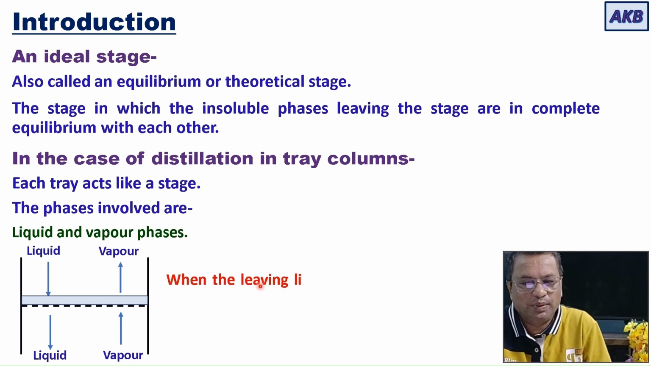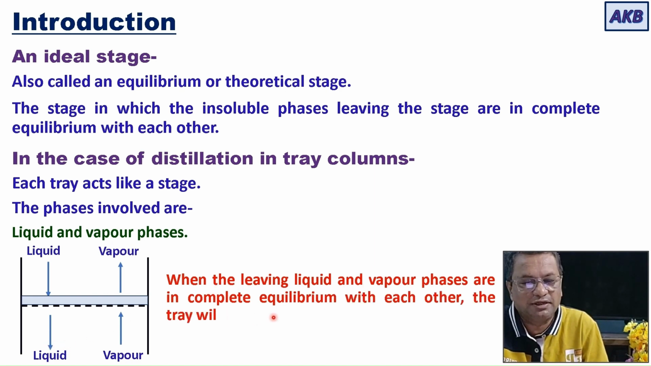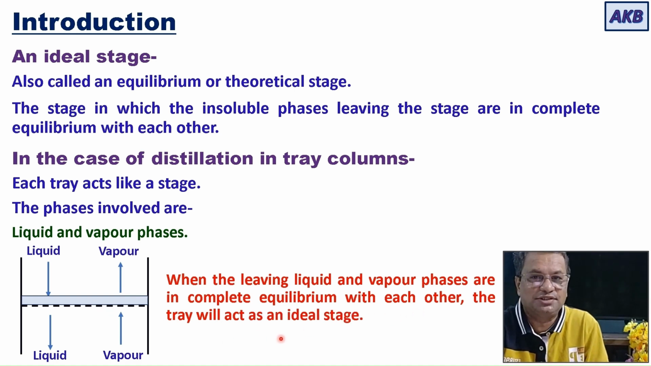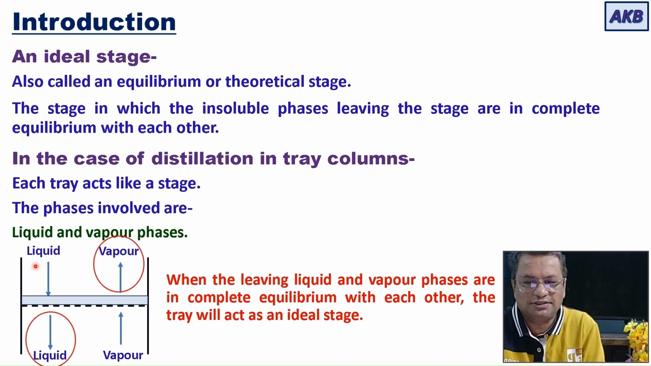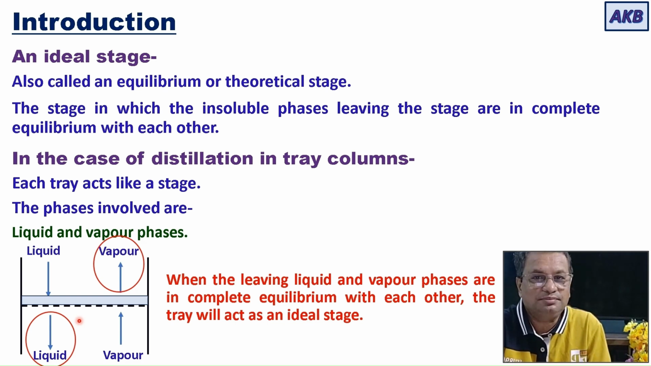When the leaving liquid and vapor phases, this is the leaving vapor phase, this is the leaving liquid phase, are in complete equilibrium with each other, then this tray will act as an ideal stage, or an equilibrium stage, or a theoretical stage. So the concept of an ideal stage is when the leaving phases, that is vapor and liquid phases in this case, are in complete equilibrium with each other. Such a stage is an ideal stage. So you're understanding it.